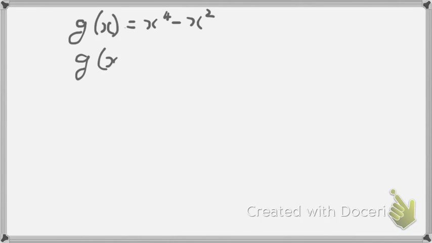Another example? Why not? What better do we have to do than more examples? g of x is x to the 4 minus x squared. So again, is it odd, is it even, is it neither?